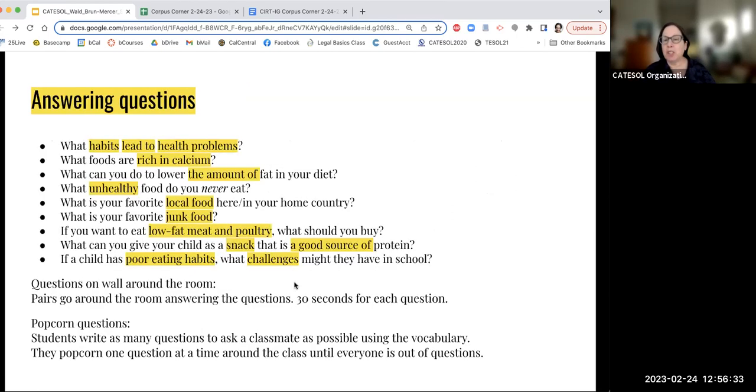In the interest of time, I shall plow through. Of course, there's the question, right? Here are just a set of questions that we came up with looking at the language that was in the list, right? And you could do the questions on the wall around the room, and you could have pairs walking around the room and trying to answer the questions, 30 seconds per question or whatever. You could popcorn the questions around the room, right? Just to change it up a little bit so it's not just this boring, I'm going to read a question and answer it, but they're still getting those passes at the word: they're reading it, they're hearing it, they're saying it, etc.